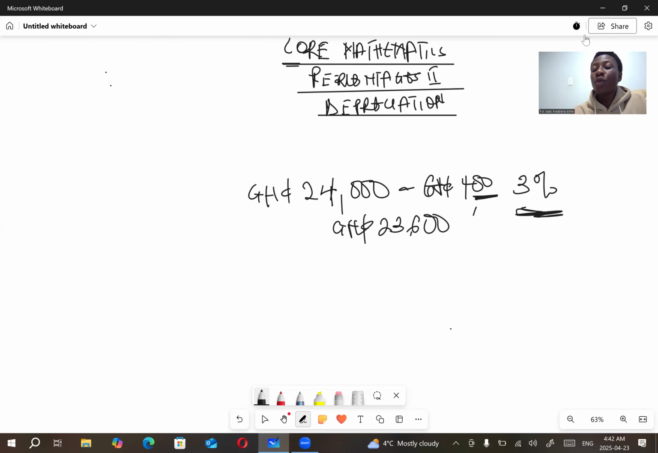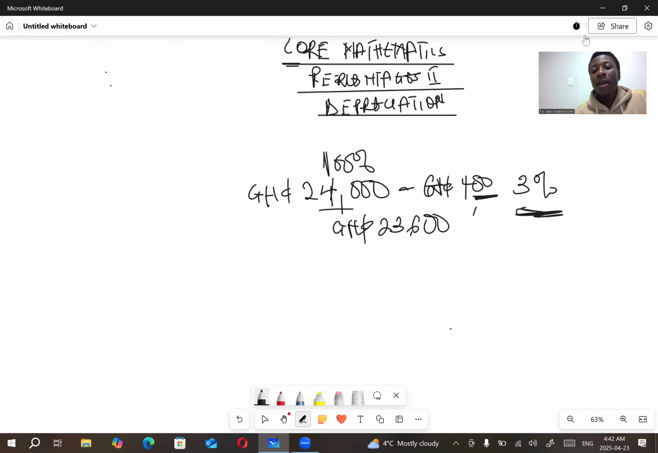Know that if you are communicating in percentage, the original cost of every item is regarded as what? 100%. So since the original cost of iPhone 14 Pro Max is what? 24,000. Okay? It's regarded as 100%.